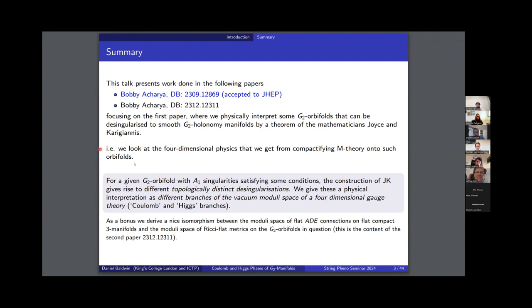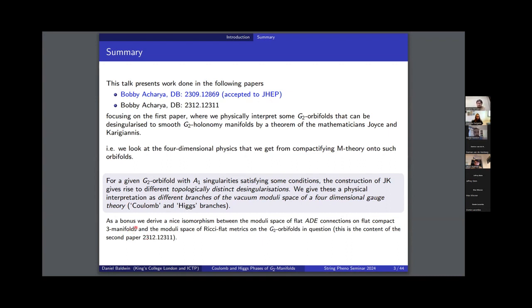And so what we'll be doing is looking at the four-dimensional physics we get from compactifying M theory onto these orbifolds. A brief summary of the results for the simplest case is for a given G2 orbifold with A1 singularities that satisfy some conditions, the construction of Joyce and Karigiannis gives rise to different topologically distinct desingularisations of the same G2 orbifold. And we give these different desingularisations a physical interpretation as different branches of the vacuum moduli space of some four-dimensional gauge theory.